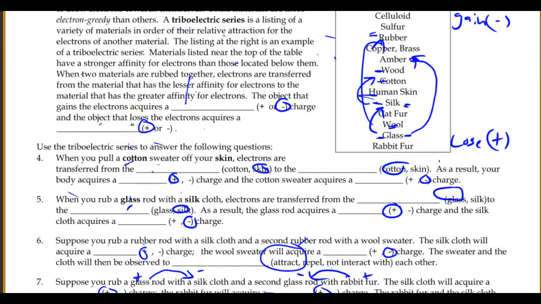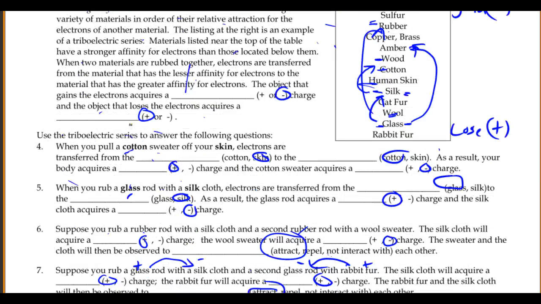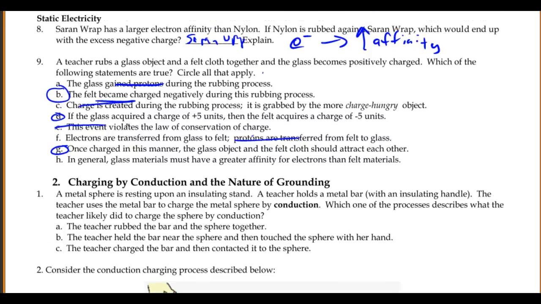In general, glass tends to have a very low affinity for electrons, whereas most other things tend to have a higher affinity. In this case, the electrons went from the glass to the felt, so the glass actually has a smaller affinity, so that's not true. So it's B, D, and G. Okay, that's it for charging by triboelectric means, which just means friction, actually using the force to rip electrons from one item to another, and that's how we decide which way the electrons are going to move.